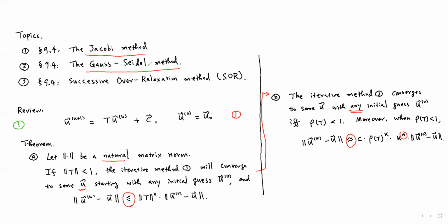further improve Gauss-Seidel. The method in the third topic is called SOR, the successive over-relaxation method. Topic 3, SOR. It further makes improvement on Jacobi and Gauss-Seidel. Again, a linear system.